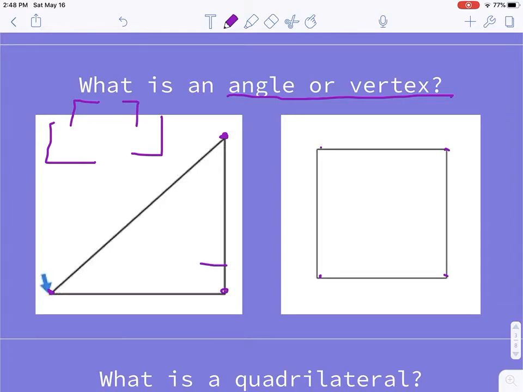So this triangle has a right angle right here. This one here and this one here are not right angles because they kind of are smaller than an L. This one has a right angle. This square has 4 right angles, right? It creates an L shape in all 4 corners.